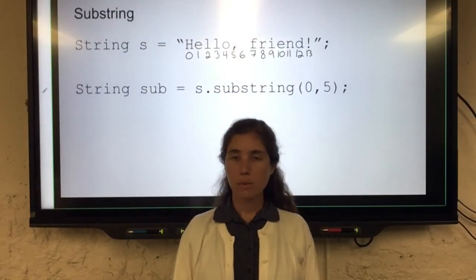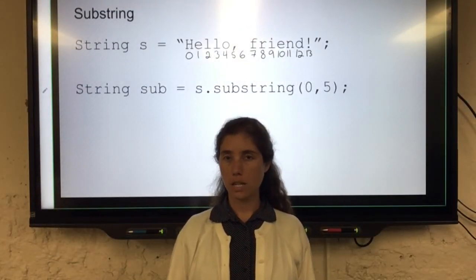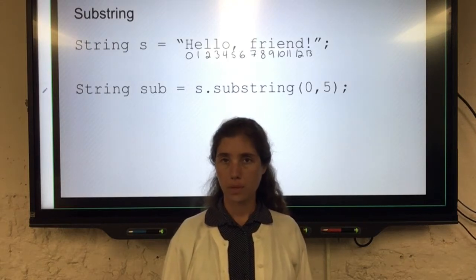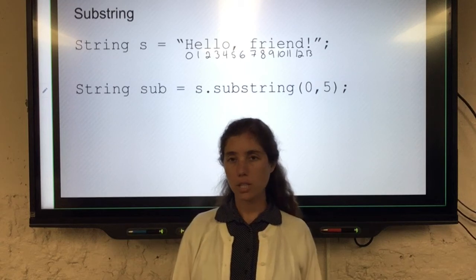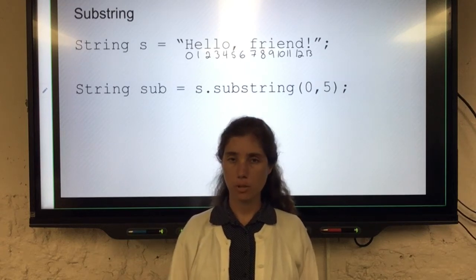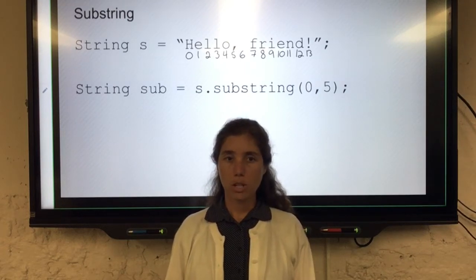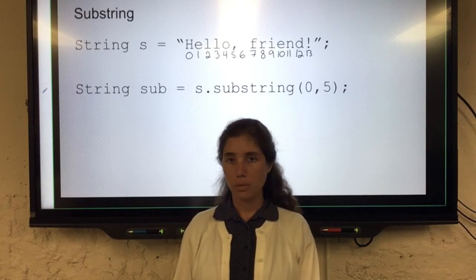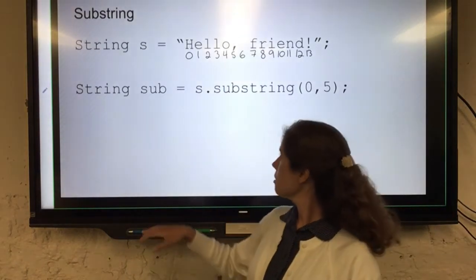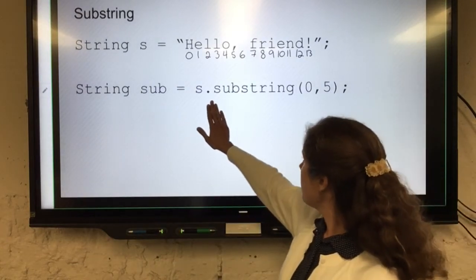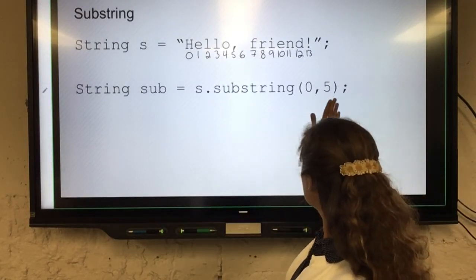Now sometimes we want to get a substring that does not include the end of the string. So to do that, we again use the substring method, but it's actually a different version of the substring method. So we just saw the version where you use 1 parameter. This version of the substring method uses 2 parameters. So in this example, we have s.substring(0, 5).